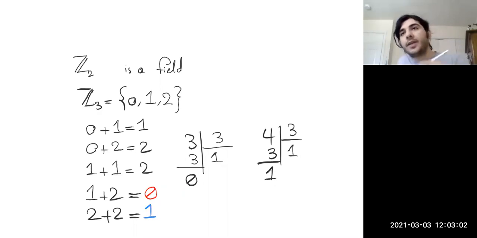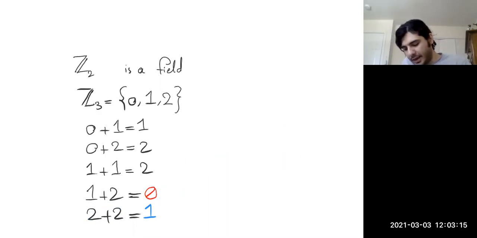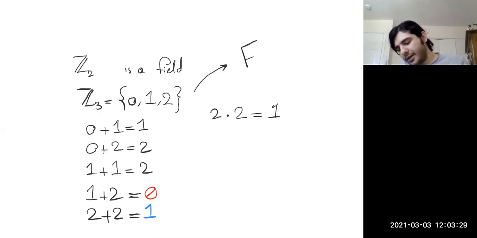If we do that, this set under this addition is closed. For example, 2 plus 2 is 1, which is another element in this set. And we have the same thing for multiplication. For example, what is 2 times 2? Well, it's 4, but again, rather than 4, we write 1. And the interesting thing is that this, again, is a field. You can check it has all the properties.